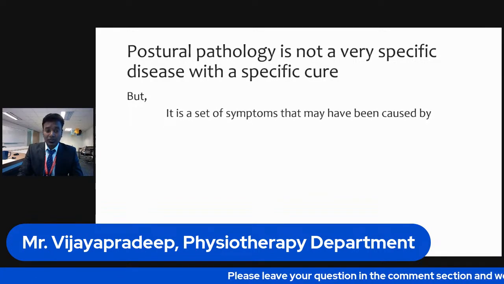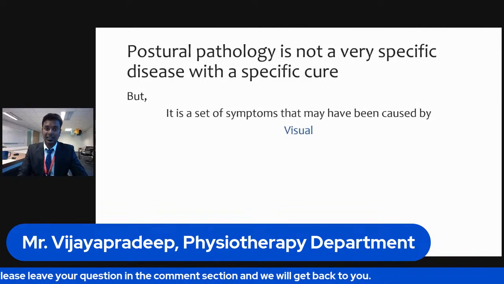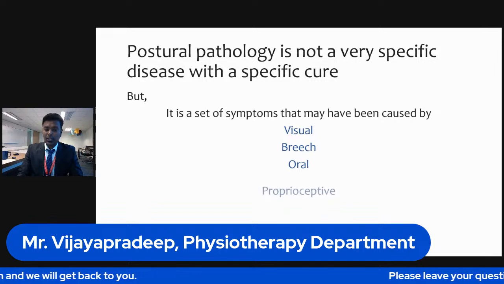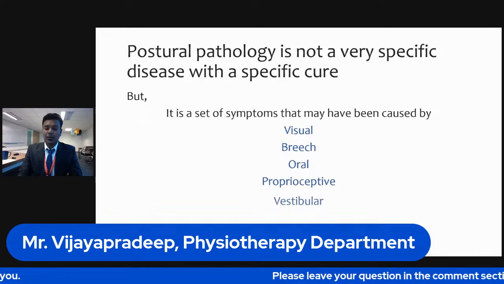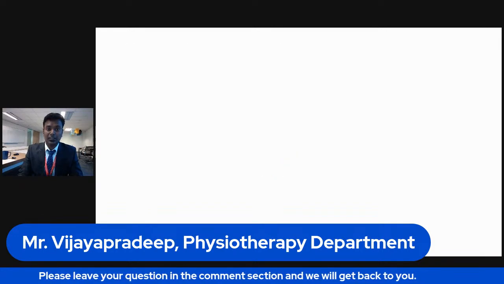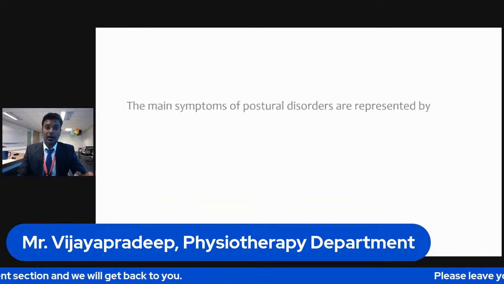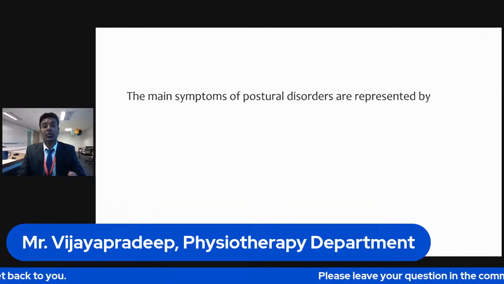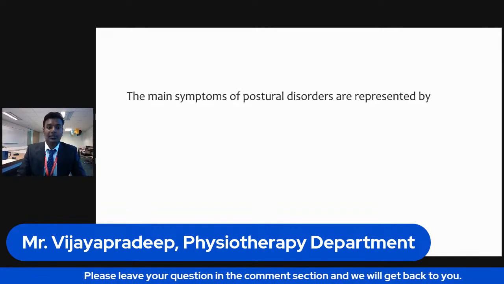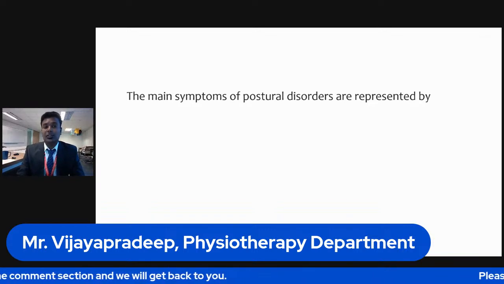So, it is a set of symptoms that may have been caused by some problems or pathologies that occur to the visual system, or a simple breach, then oral problems, proprioceptive imbalance, vestibular imbalance, and also epithelial problems. When the person presents with any of these conditions, their posture will not be proper. They will have some deviation in their posture, and this deviation can be a problem, but it may not be a disease. We will just have abnormal posture that is the result of some other structures present in the body.